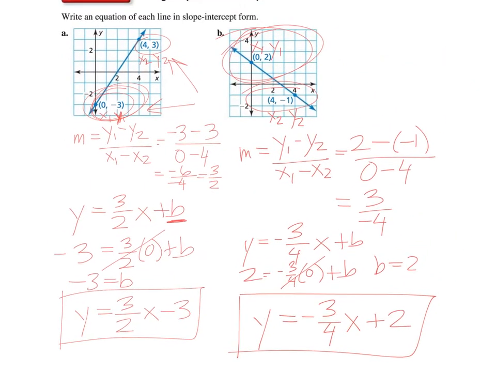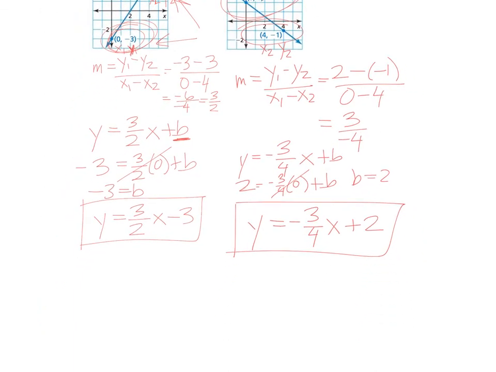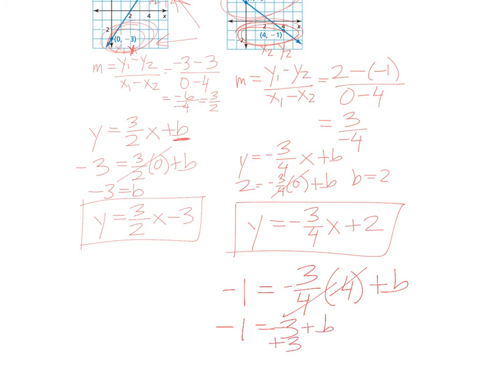That's all there is to it. Just so you get good with the math, what if we didn't have 0 to work with? I'm going to choose this other point instead and plug that in. I'm going to have -1 equals -3/4 times 4 plus b. Notice that these will cancel out, and I get -1 equals -3 plus b. Add 3, and I once again get 2 for b. So either point you choose will give you the same y-intercept. I just want to make sure you understand how to do the math, regardless of what values are in the coordinate point. Let's go on to the next example.